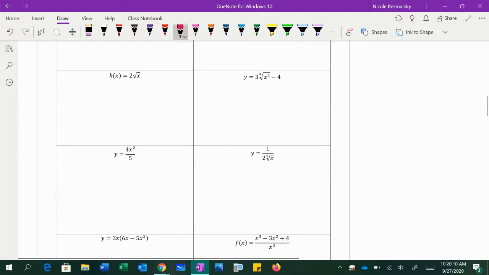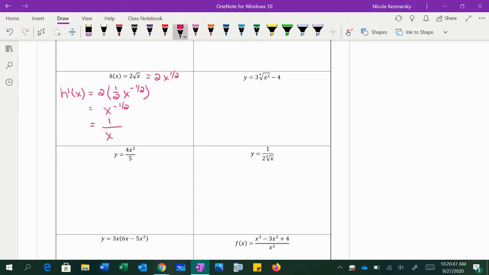Next example, we've got a root, so we're going to rewrite this as 2x to the 1/2, because the power is 1, the root is 2. So h prime of x, I'm going to leave the 2, bring the 1/2 down, reduce my exponent by 1, so 1/2 minus 1 is negative 1/2. So that's going to give me 2 times 1/2 is 1, so I'm going to have x to the negative 1/2. And then just like we did on the page before, I'm going to fix that negative exponent. I'm just going to move the x and the 1/2 down to the bottom, leaving a 1 up top.